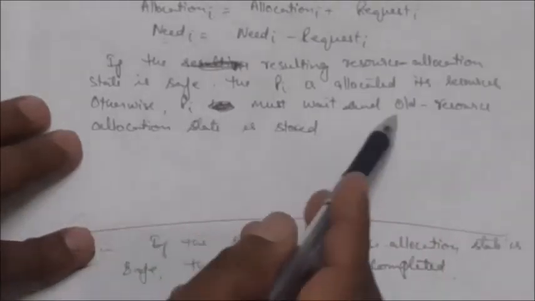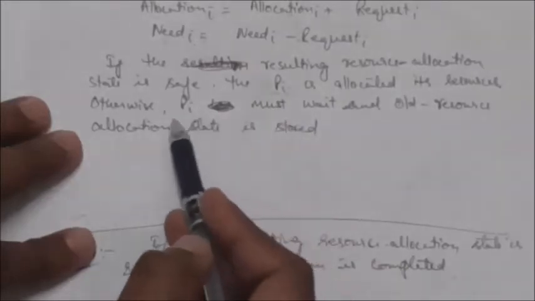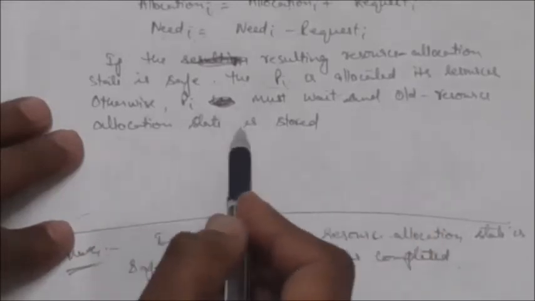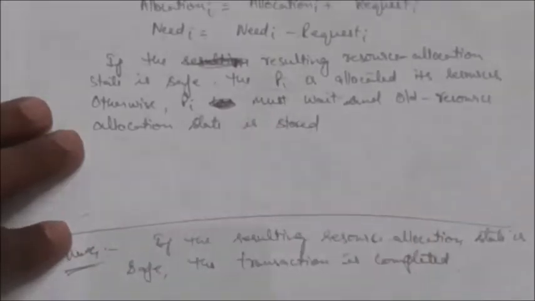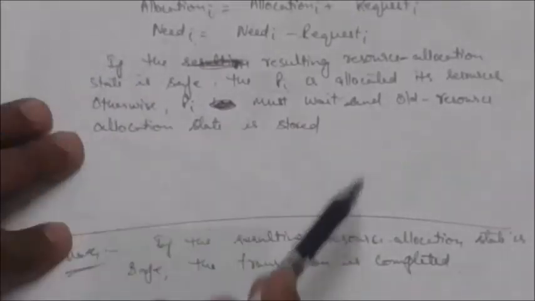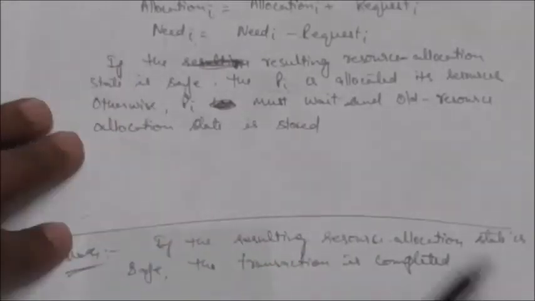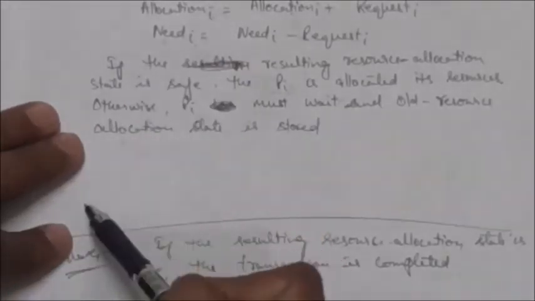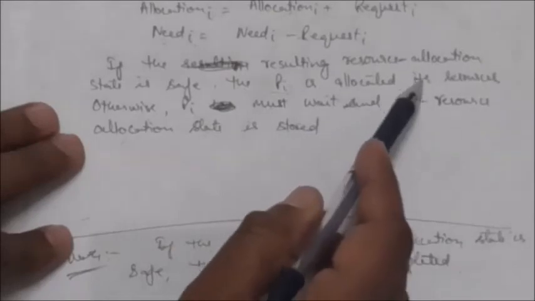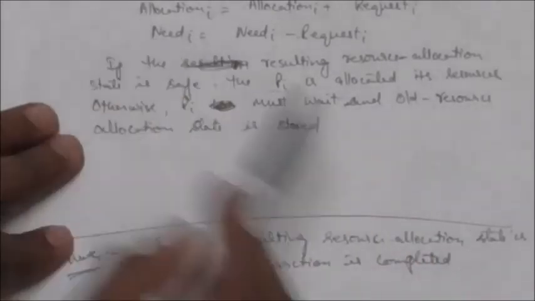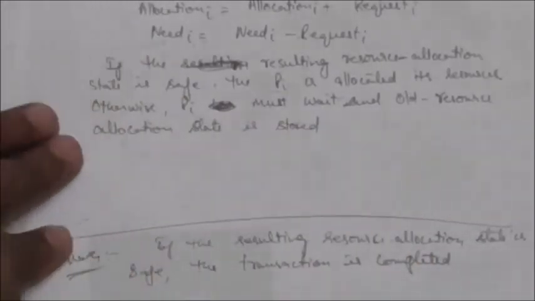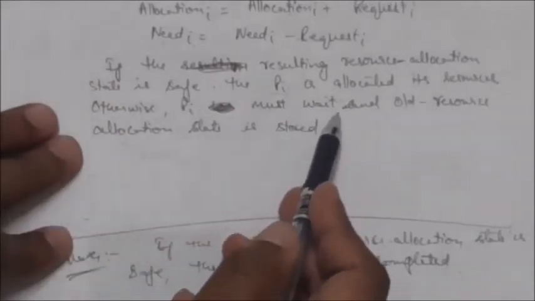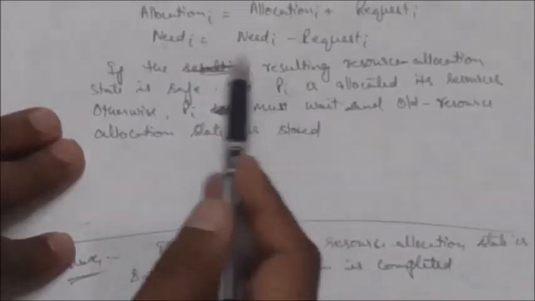If the resulting resource allocation state is safe, then the process Pi is allocated its resources. Otherwise we will not allocate the resources to process Pi. Then the process Pi must wait and old resource allocation state is restored. If the resulting resource allocation state is safe, then this transaction is completed, and the process Pi is allocated its resources. If this resulting resource allocation state is not safe, then that process Pi must wait and old resource allocation state is restored.